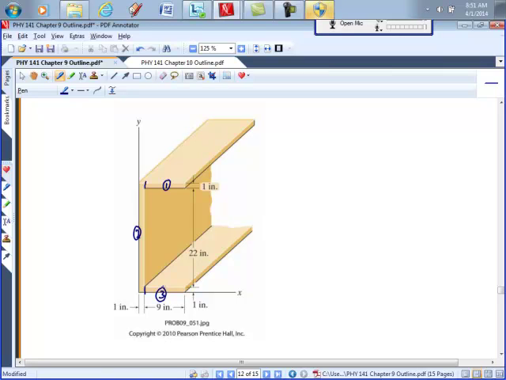No, because it's in a different location. To calculate the total area, yes. But to calculate the centroid, no, because we're going to have to multiply by a different y value for those two.